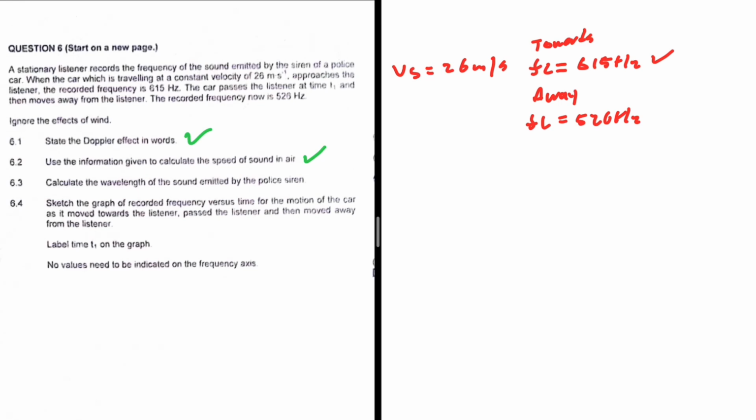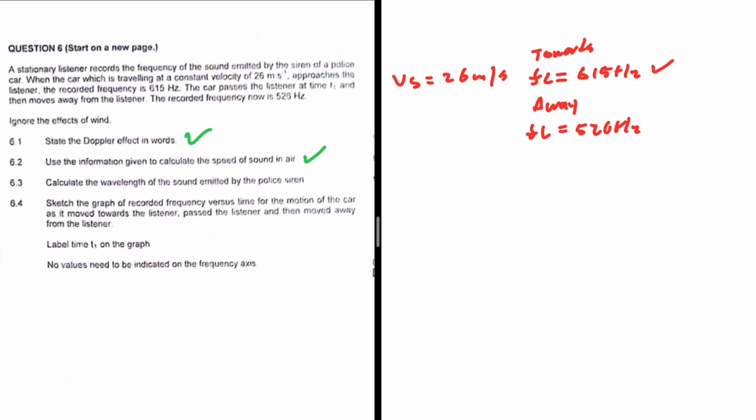Use the information given to calculate the speed of sound in air. Okay, not quite sure how we're going to do this one, but take a look at this. Let's stick to the basics. Let's start with the case where the car is moving towards. So we're going to have FL equals V plus or minus VL divided by V plus or minus Vs multiplied by Fs. This is the formula as it is before we do any modification. You get a mark for the formula. Now we can modify it.